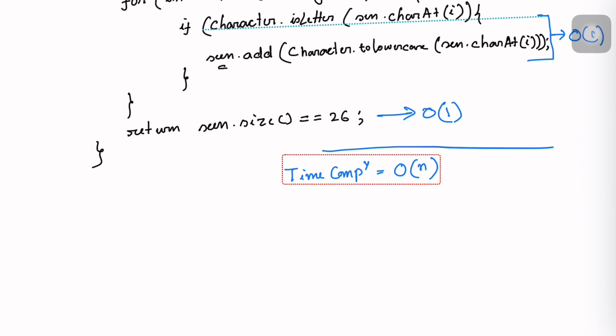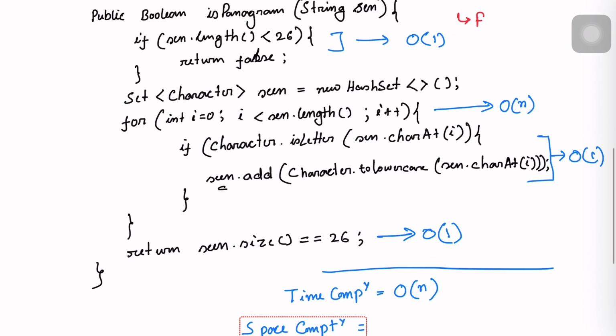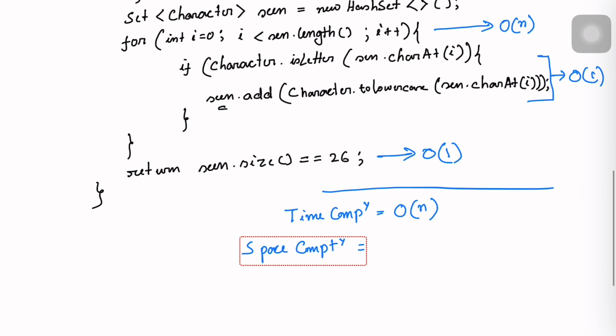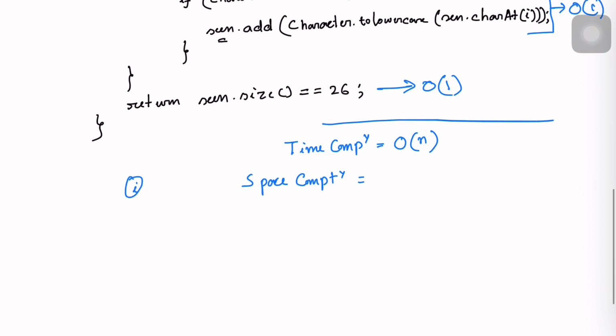Now let's analyze the space complexity. What is space complexity? How much space it is occupying during execution of this method. What is the total space our program is occupying during execution of this whole method? If we see, we are using a variable over here, that is i. We are using another one, a set called seen. And at max, how many characters can it contain? It can contain 26 characters.